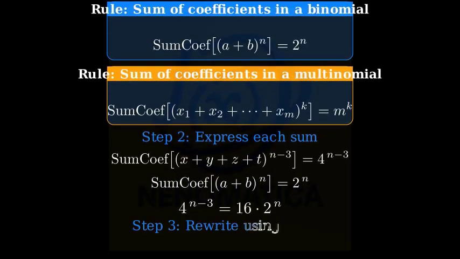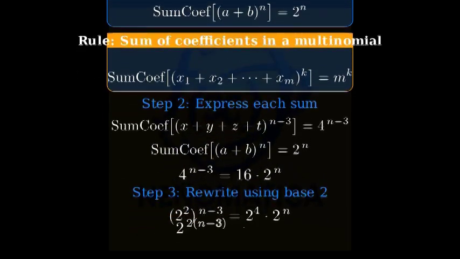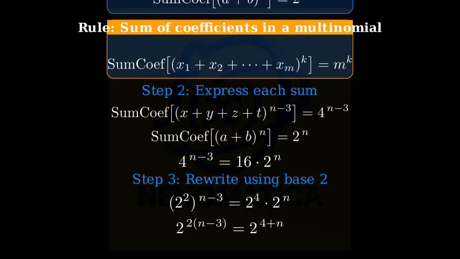Step 3. Rewrite with the same base. We note that 4 equals 2 squared, and 16 equals 2 to the 4th. So (2^2)^(n-3) = 2^4 times 2^n. Now, we simplify the exponents.